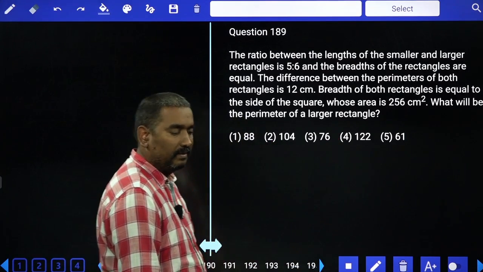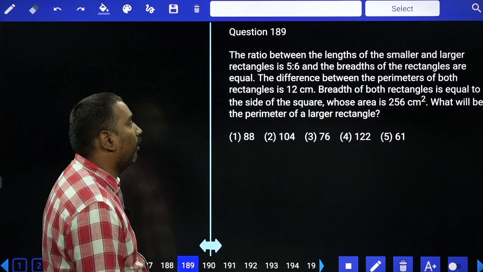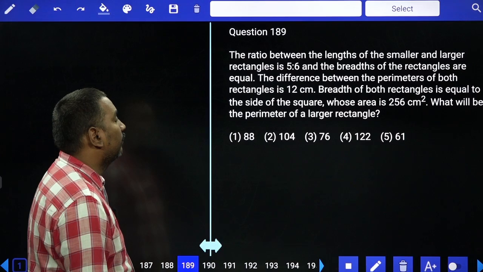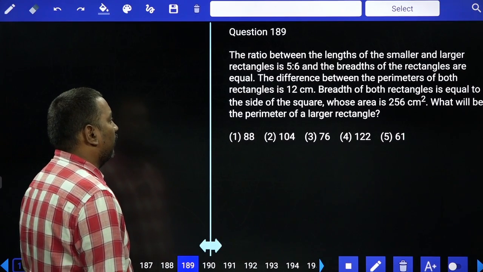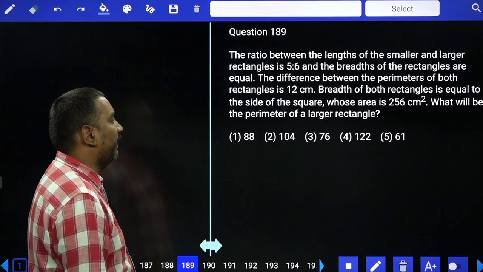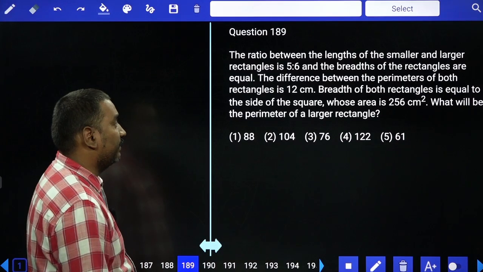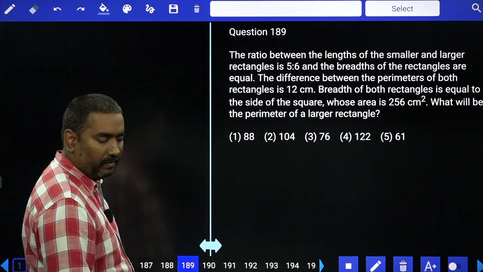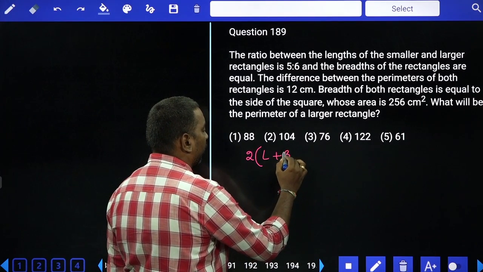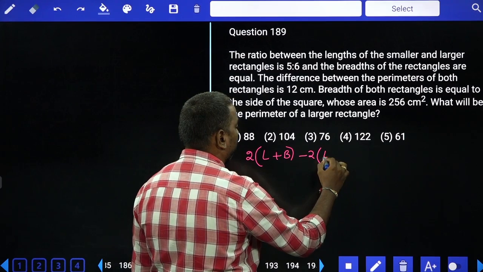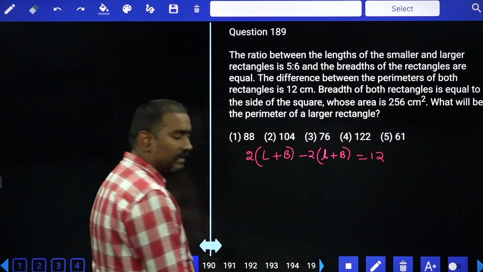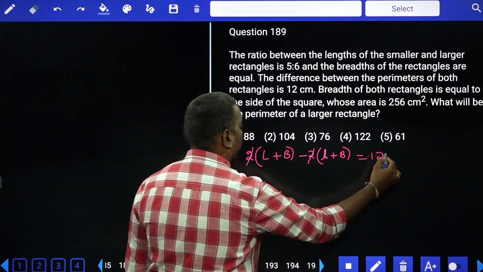Next, the ratio between the lengths of the smaller and larger rectangle is 5:6 and the breadths of the rectangles are equal. The difference between the perimeters of both rectangles is 12 centimeters. The breadth of both rectangles is equal to the side of a square whose area is 256 centimeter square. What will be the perimeter of the larger rectangle? The difference between the perimeters of the larger rectangle and smaller rectangle is 12 centimeters. On this side 2 ones are 2, 2 sixes are.